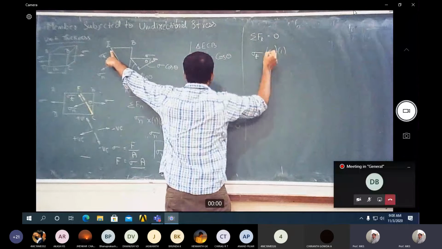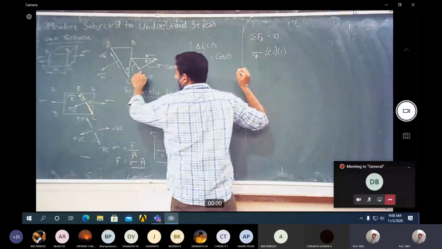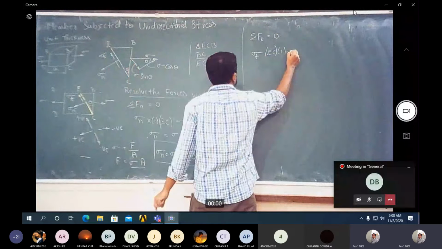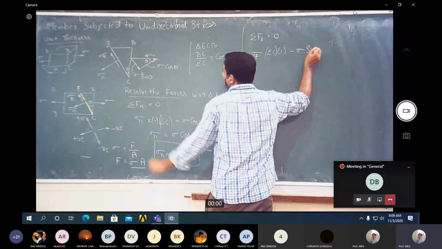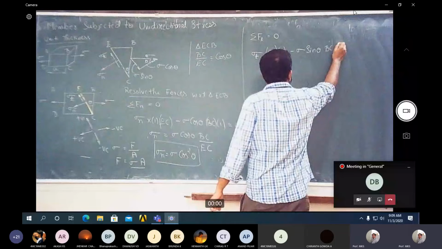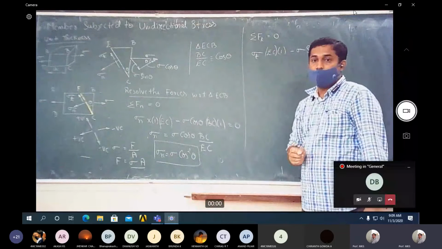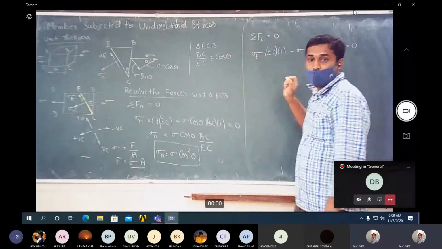Unit thickness 1. So I'll take this direction as positive, this direction as positive, whereas this sigma sin theta is acting in the opposite direction. Minus sigma sin theta is acting on plane BC, so it is BC into thickness, which is 1, unit thickness. That is equal to 0.